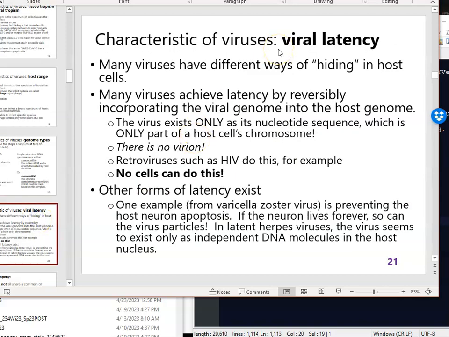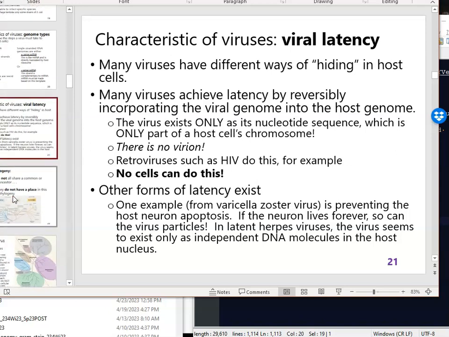Another thing is viral latency. This is a characteristic some viruses have where they can hide in a host cell without replicating, without damaging it, without making new virions. That's latency, and we'll see there are a lot of human diseases that show that.